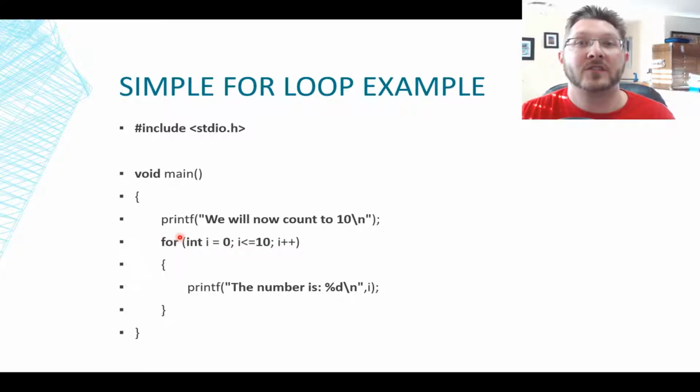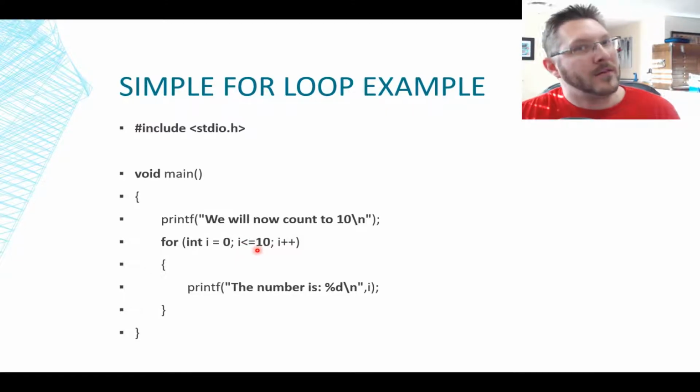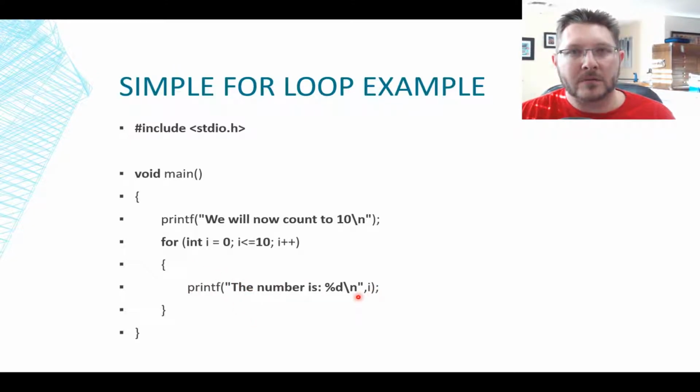The code always executes from top to bottom. So we come through here, we print out that we're going to count to 10, and then we come in here and say, all right, i is set to 0. Is i less than or equal to 10? Well, if i is 0, yes, it is, so it's going to execute this loop. It says the number is, and then we print out the variable i. Then it hits this bottom curly brace and loops back to the top.